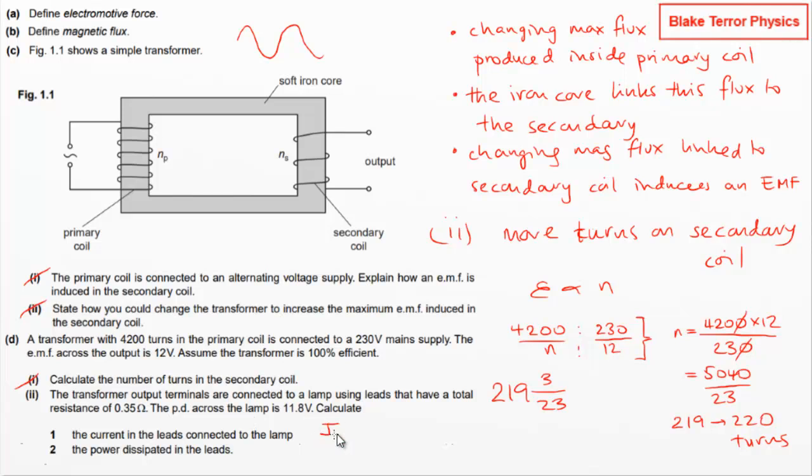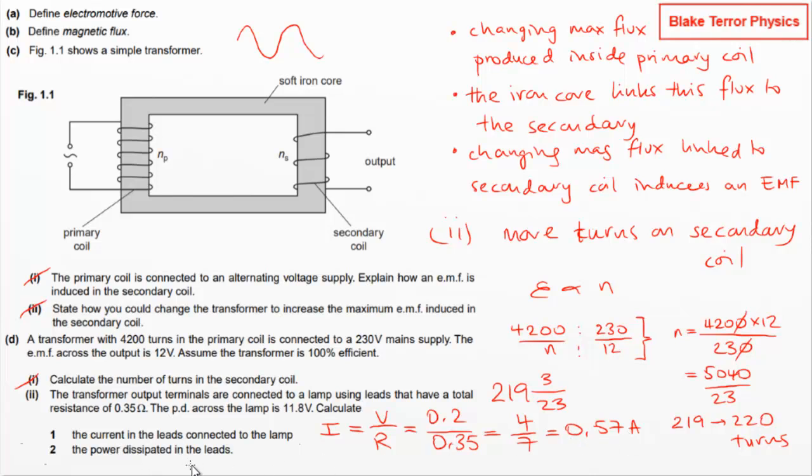So our current is going to be equal to V over R. The PD across the leads is going to be 12 minus 11.8, so we're going to have 0.2 volts left across the leads, divided by 0.35. So that is 4/7 of an amp. 4/7 is about 0.57 amps, to two significant figures.